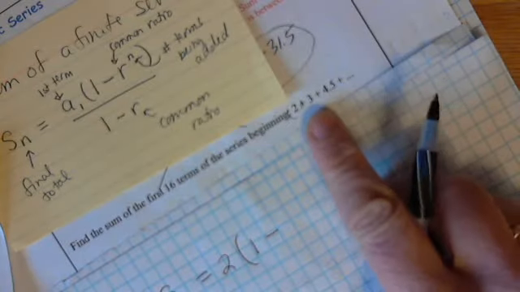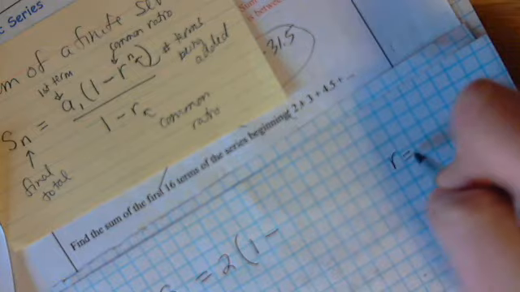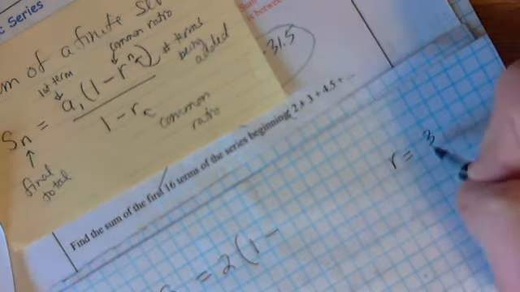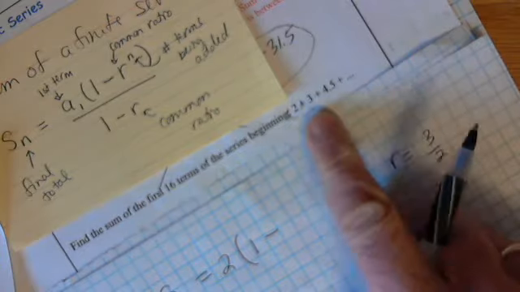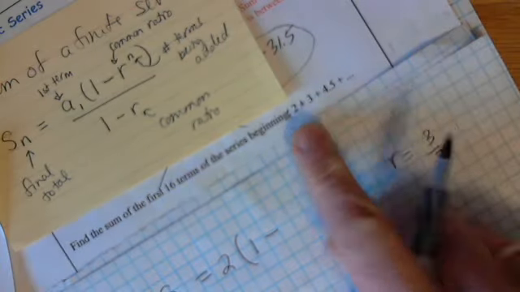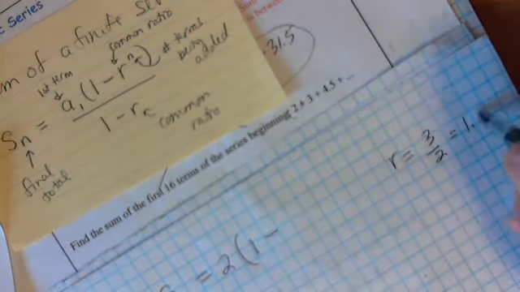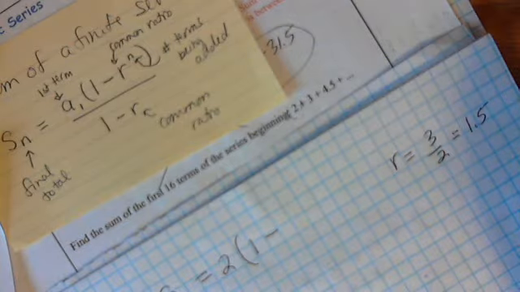2 plus 3 plus 4.5, all I need is any two of these numbers in the series and take one divided by the one in front of it. So I'm going to use the 2 and the 3. My common ratio, r, is 3 divided by 2. Divide the number by the one in front of it. And 3 divided by 2 is 1.5. So that's what I'm going to use for r in my formula.